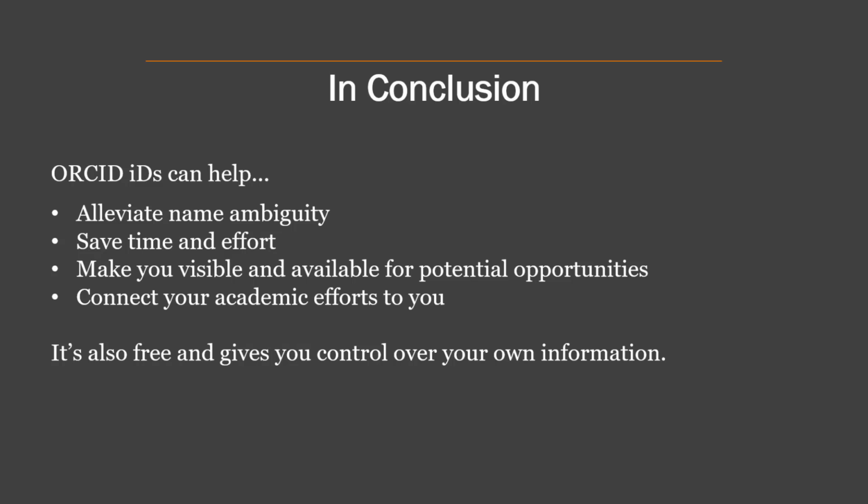So to sum it up, ORCID ID can really help you with the name issue. It helps you make sure the work that you do is attached to you specifically. For example, if you have a very common name, you want to stand out in your field, you want to make sure people find you, this is the way to do it. It saves you time and effort to have all this information compiled together in one place. And if you keep it updated, sometimes some services can update that information for you automatically.